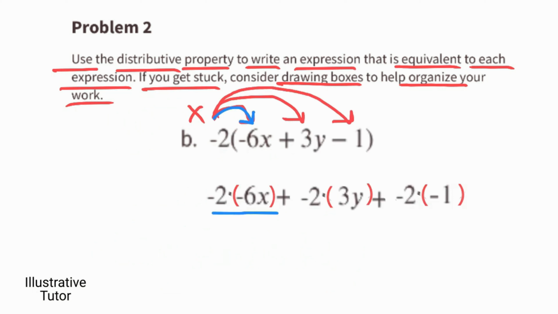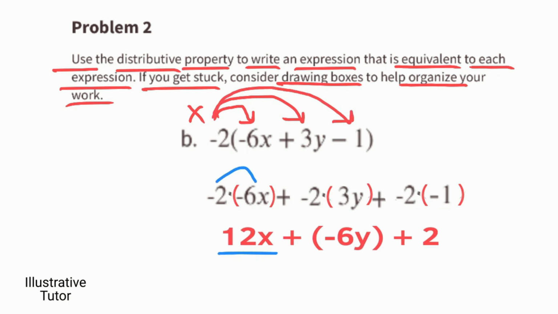B. Negative 2 times negative 6x plus negative 2 times positive 3y plus negative 2 times negative 1. Well, negative 2 times a negative 6x is a positive 12x. Negative 2 times 3y is a negative 6y. And negative 2 times a negative 1 is a positive 2.